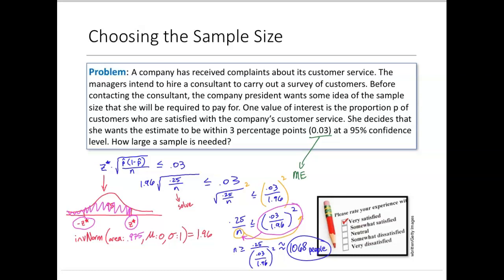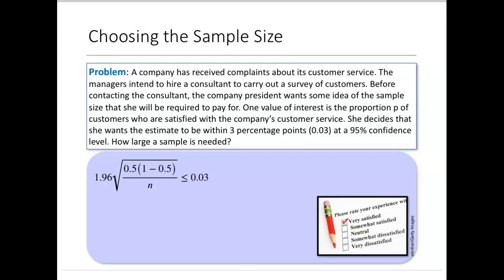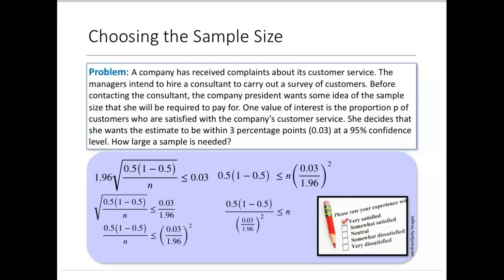Good? Questions? Would it be n is greater than or equal to? This is how many you would want to sample. N is greater than or equal to the decimal that we solved for, but this is how many you want to sample to make sure that your margin of error is within 0.03. All right. There we go. That's all the work we just did.